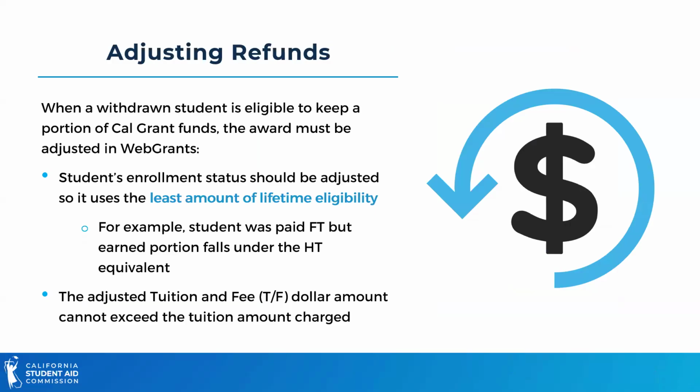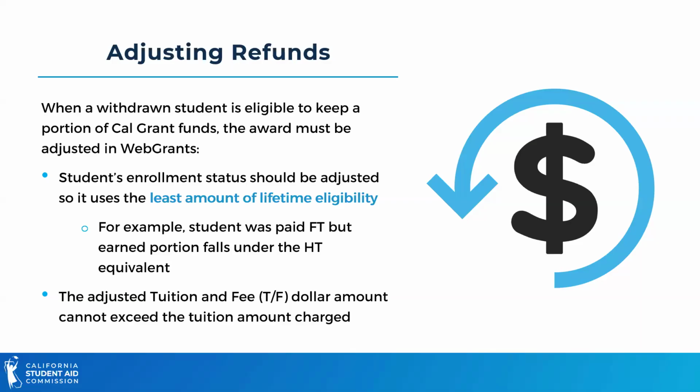Now, when you're adjusting a refund for a withdrawn student, the award also has to be adjusted in WebGrants. If you're determining that they can keep a portion and they have to return the rest, you have to make sure that you're reconciling that in WebGrants. The student's enrollment status should be adjusted so that it uses the least amount of lifetime eligibility. In this case, we don't want to penalize a student for withdrawing and receiving only a portion of Cal Grant funds. We don't want to use the maximum eligibility for the term because they're not keeping that full amount.